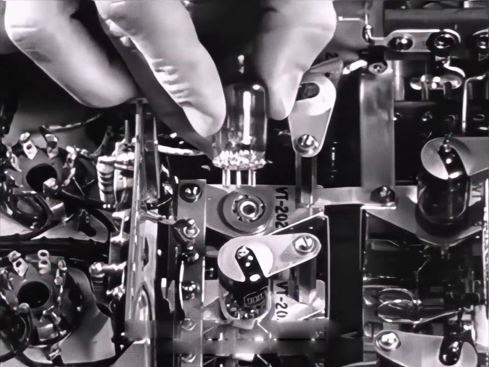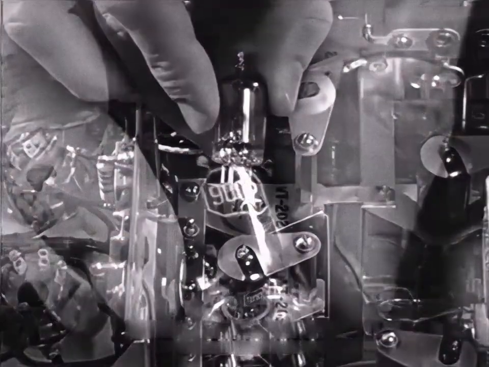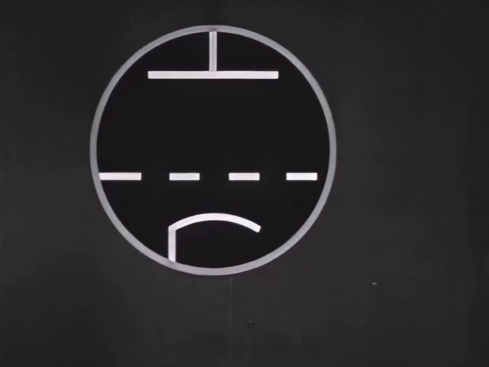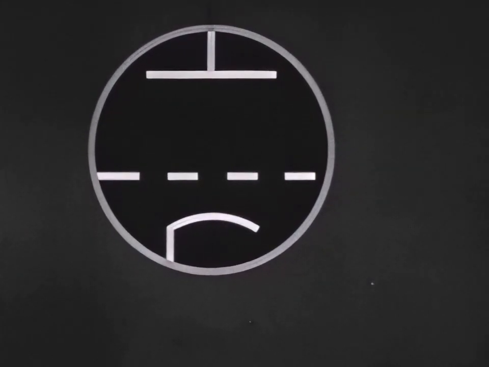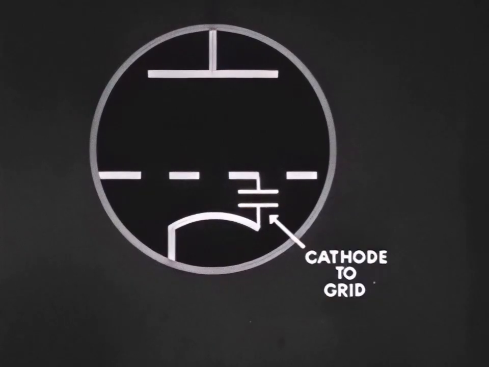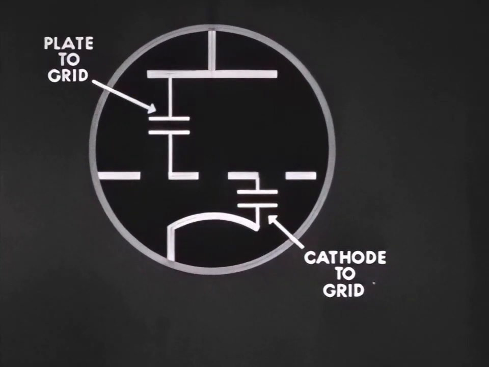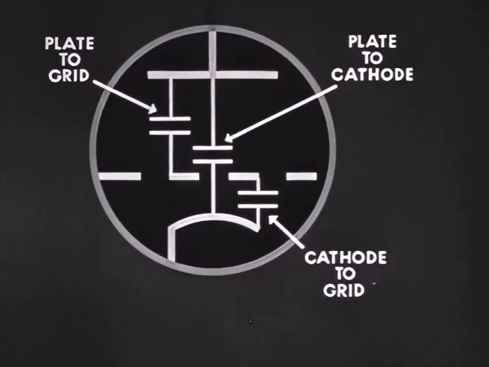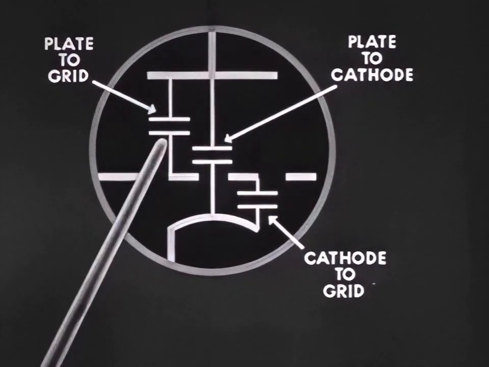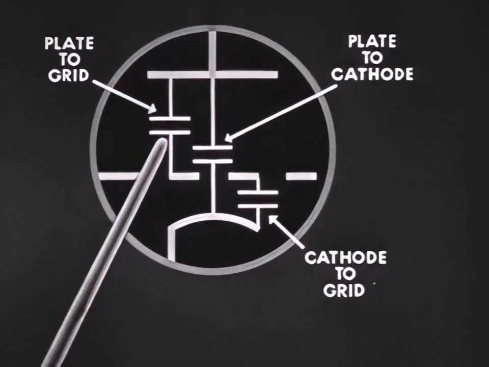Some of these tubes are very small, outstanding examples of scientific engineering. The simple triode tube is actually a complicated electric condenser having 3 capacitances to be considered. They are cathode to grid, plate to grid, and plate to cathode. The capacitance of most importance exists between grid and plate. This capacitance may produce undesired coupling between the input and output circuits.